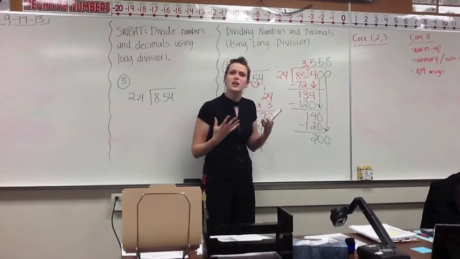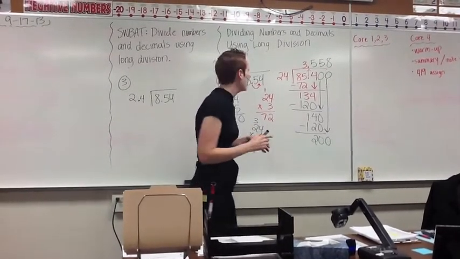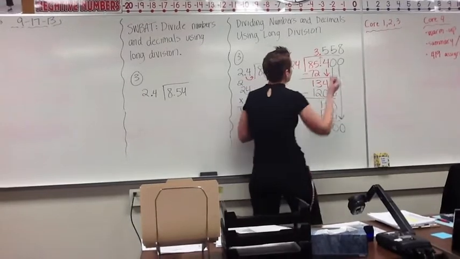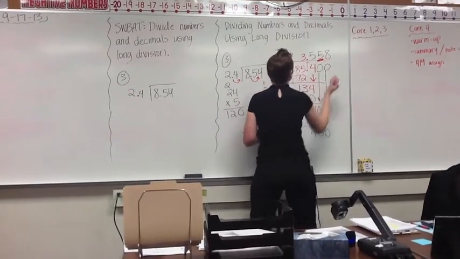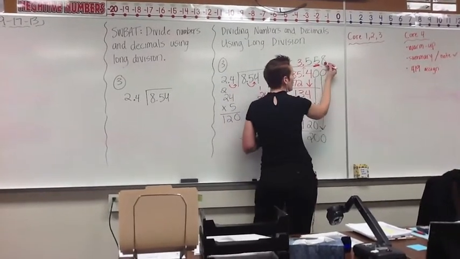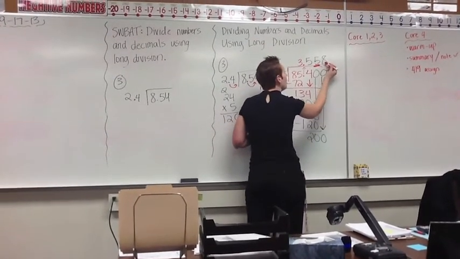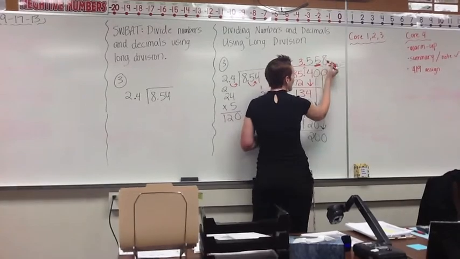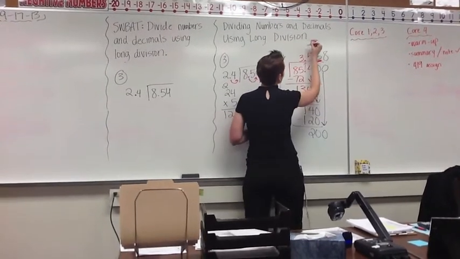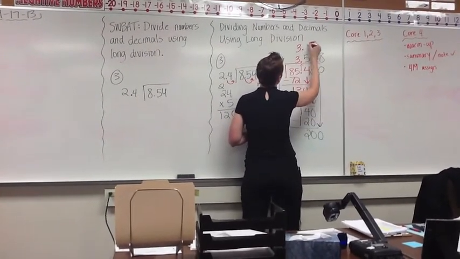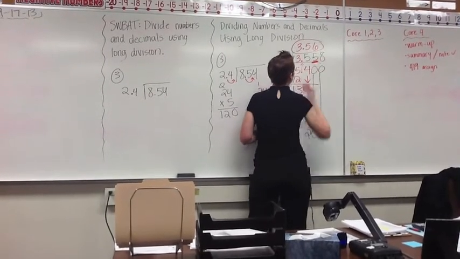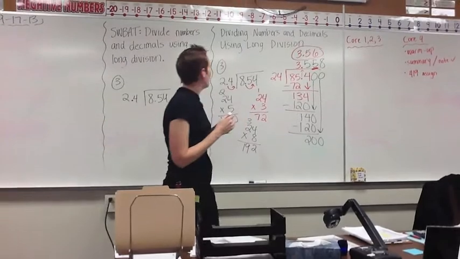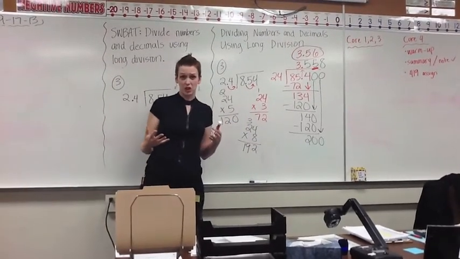directions back at the beginning tell us that we need to round to the nearest hundredth. And the nearest hundredth is this digit right here. Well, the number following this is an 8. So instead of 3.558 for our final answer, we're going to have 3.56. And that's your review of dividing numbers and decimals using long division.